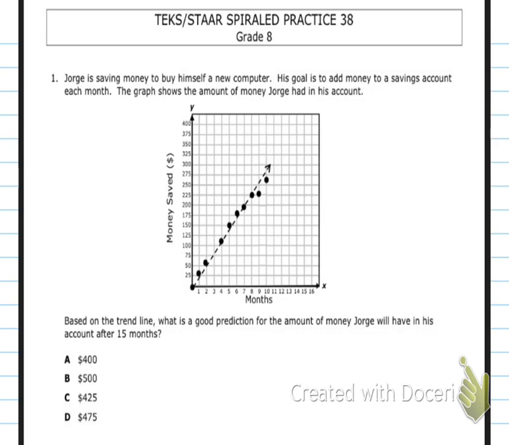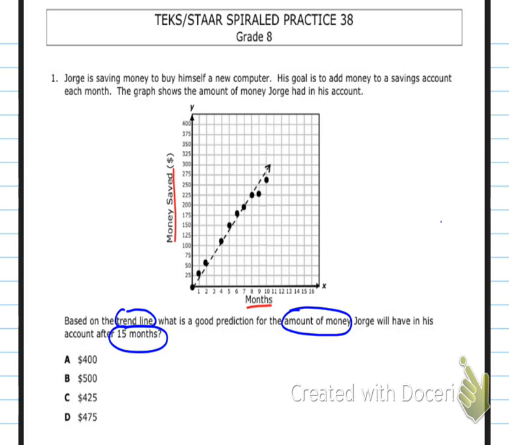Okay, so after reading this, you should have found that there's a lot going on, and it looks pretty easy at a glance. But I want to just emphasize, at a glance, there is something that makes this a little bit harder than the norm. So what we focus on is the trend line, and I want to know how much money after 15 months.